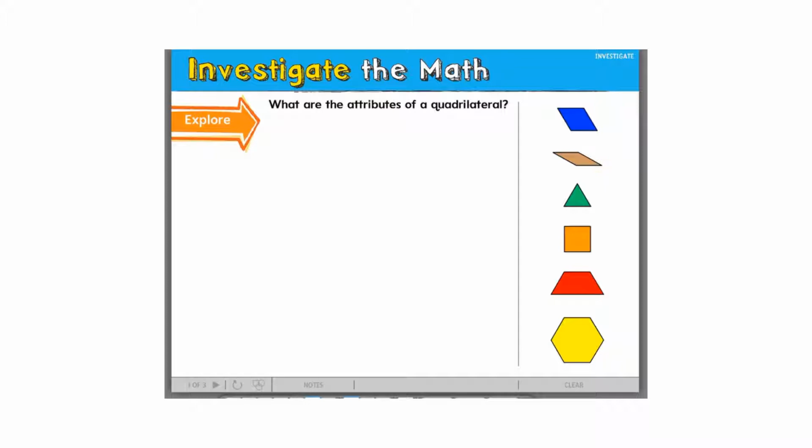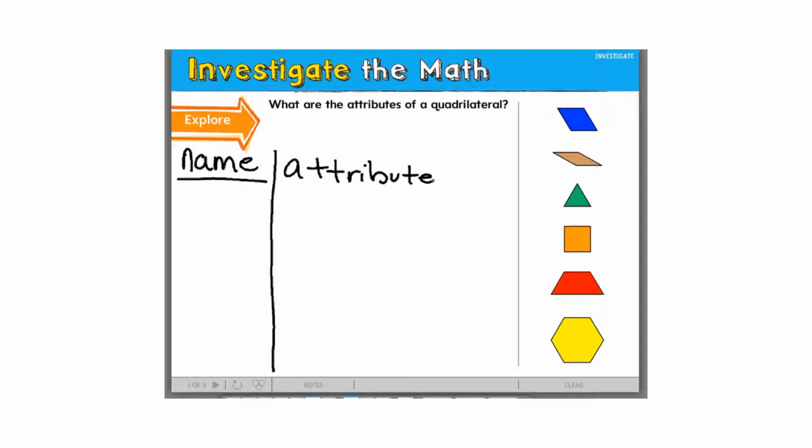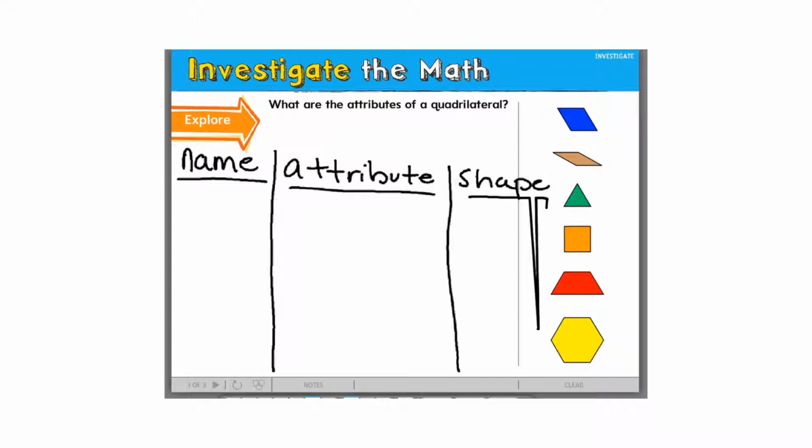So on your paper, I need you to make a little chart, and it's going to have 3 columns. One's going to say name, another's going to say attributes, and the last one is going to have the word shape, and that's where we're going to draw the shape. So I'm going to end up running out of space, and so I'll only be able to put 1 or 2, and then I'll erase most of it. You're going to need enough for 5 spaces.